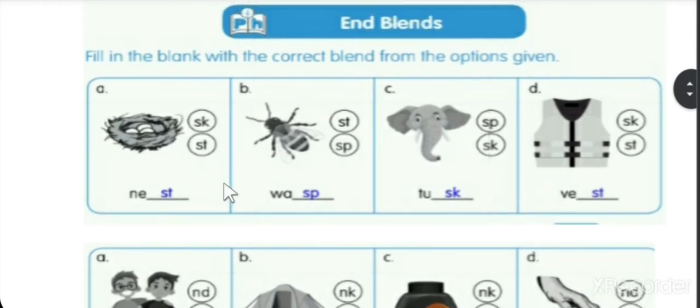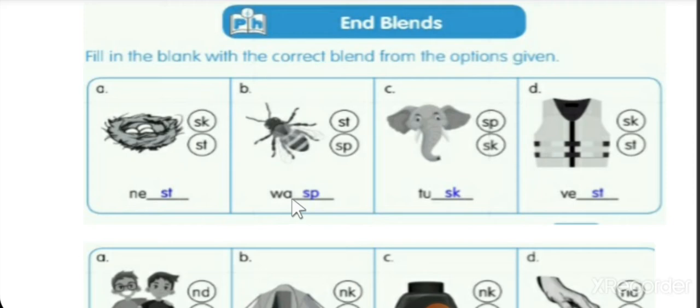Use the end blends and fill in the correct option in the blanks. Here is a picture of a nest. We have to choose the correct blend. Here we will use the sk blend or the st blend. Here we spell nest, and at the end it sounds like st. So we will use the st blend. Nest.